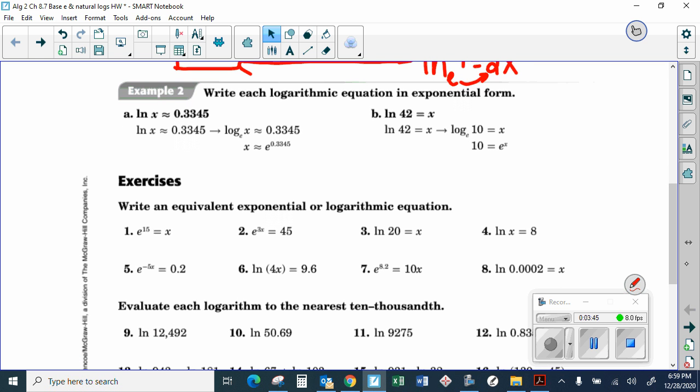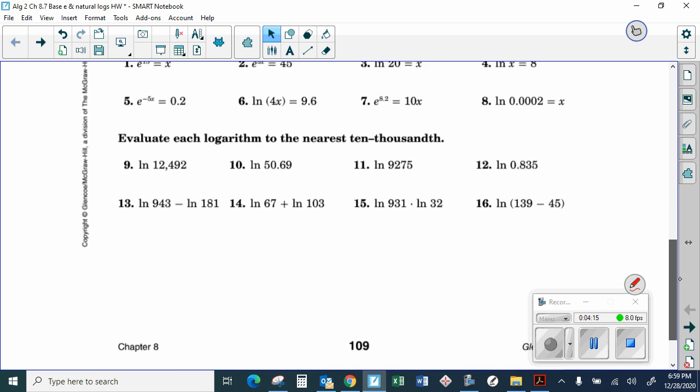Right there, write each logarithmic equation in exponential form. So we're starting with a log, and we're changing it to an exponential, which means there's no log in it when we're done. Remember, this is base e, so it's e to this power equals that right there. So e to that power is approximately equal to x right there. Okay, so this is review. So you're practicing that again on this side.